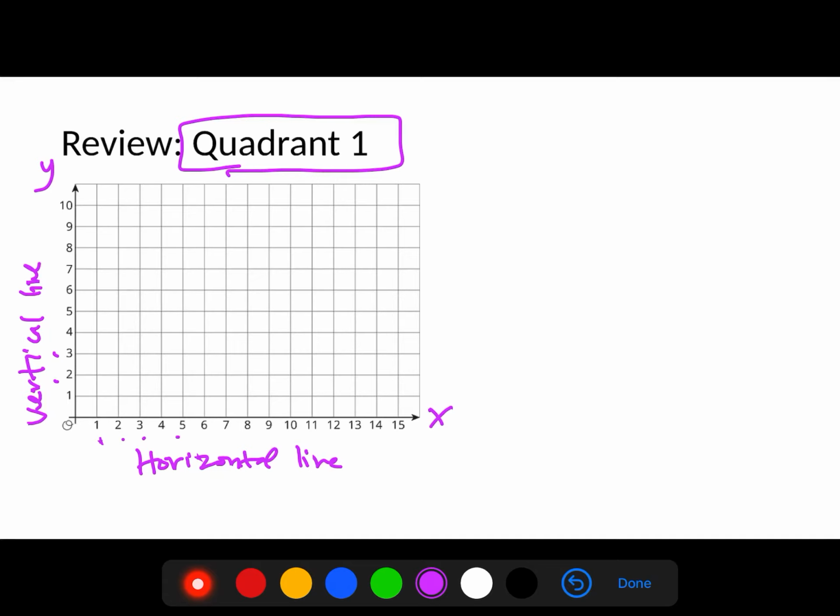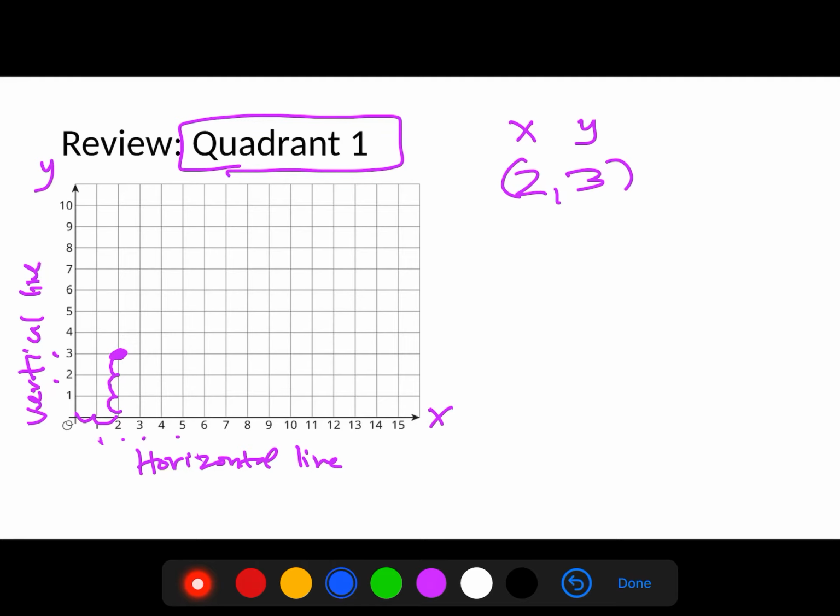So let's say that we wanted to plot a point like (2, 3), right? This is the x and this is the y. It's always in that order. The first number is how you move horizontally, and the second number is how you move vertically, and then you plot the point. So (2, 3) will be 1, 2 horizontally and 3 vertically. 1, 2, 3. This is where that point would be, right?